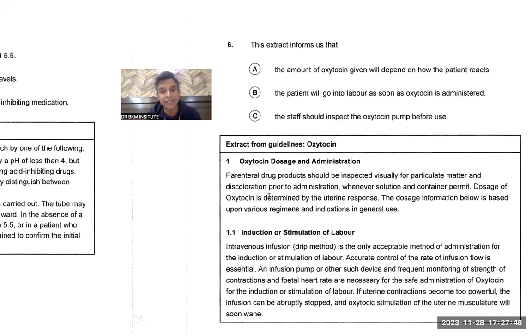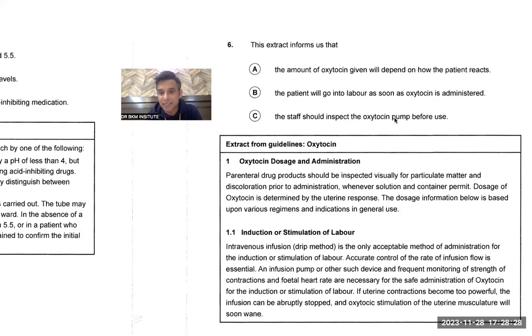Dosage of the oxytocin is determined by the uterine response. That means how the uterus responds. Uterine means it belongs to the patient. So how the patient responds determines the amount and dosage of oxytocin. The extract informs us that the dosage of oxytocin given will depend upon how the patient reacts. It depends upon the uterine response. So you could have done this question with complete ease. Anyhow, I need to teach you how to go for elimination.